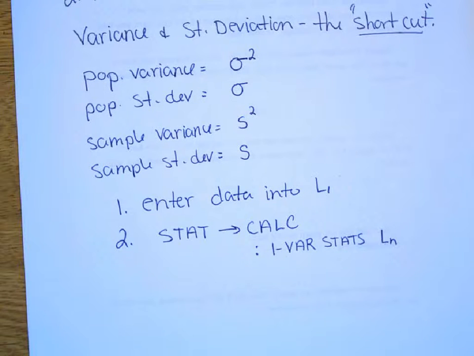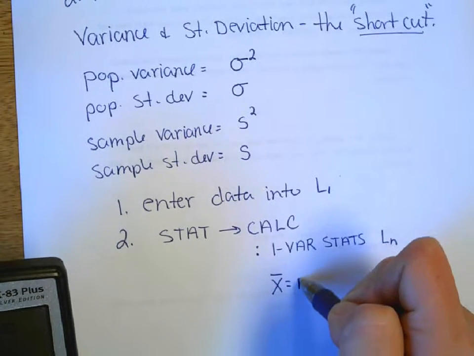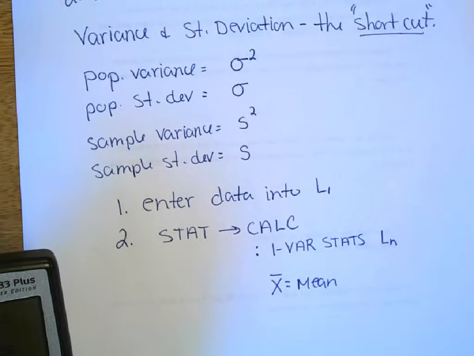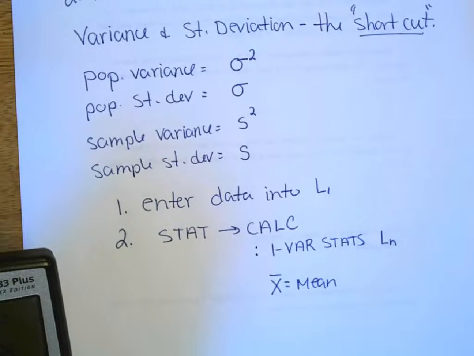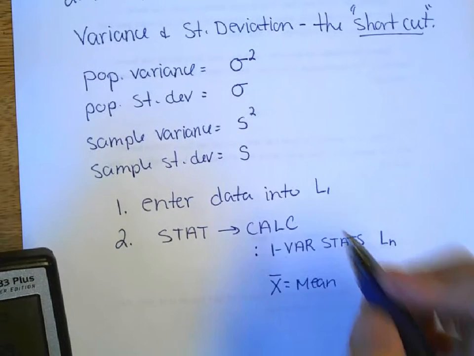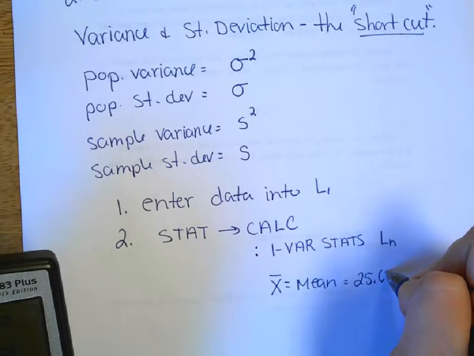Okay, let's see what it gave me. The first thing that's there is x-bar. What is x-bar? The mean. That's the mean of the list. So we found the mean, and we also went over to the list and found the mean. So it's in two places, and you can go with either one. There's the mean. Let's write it down: 25.63.